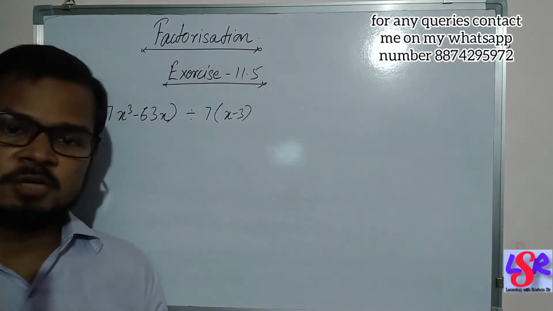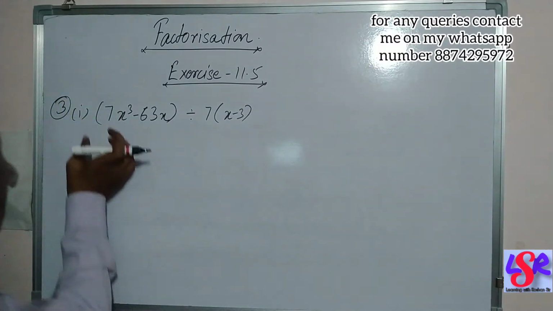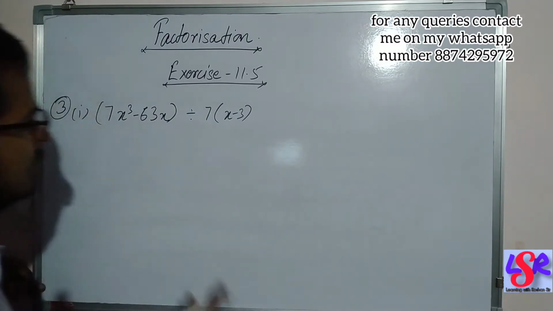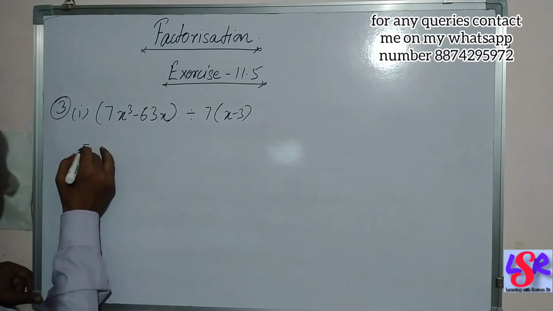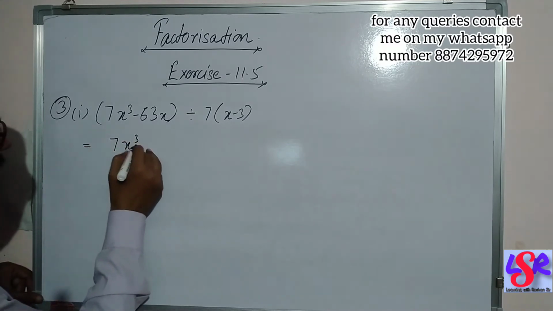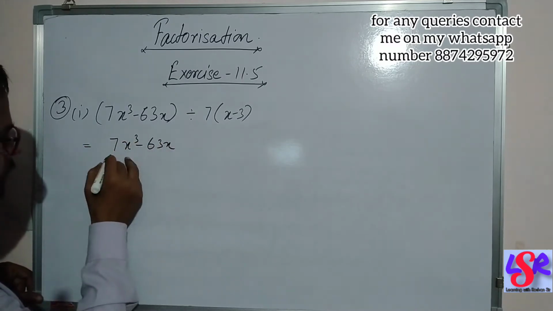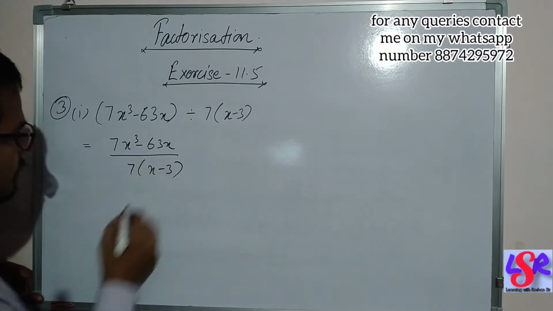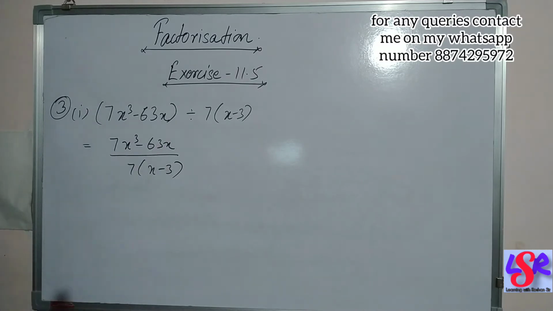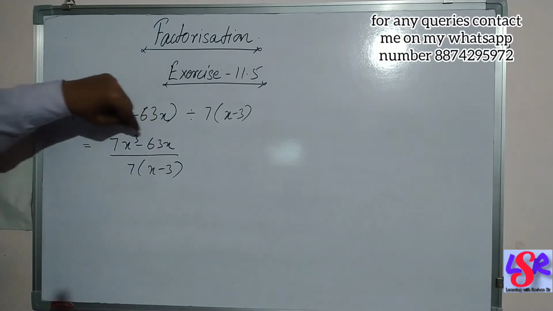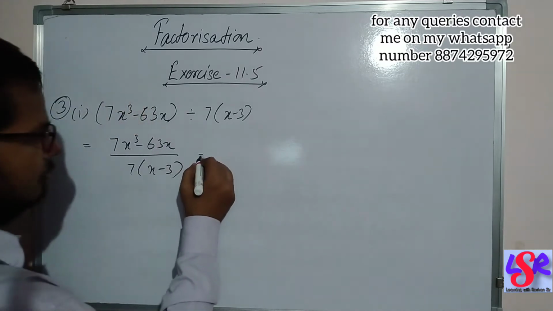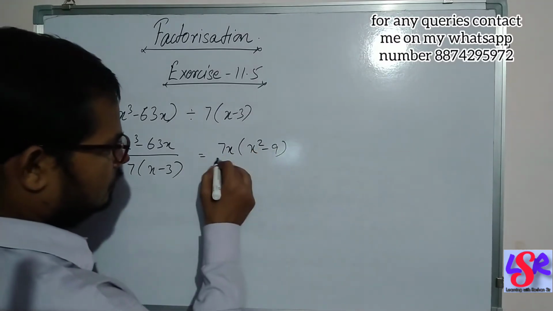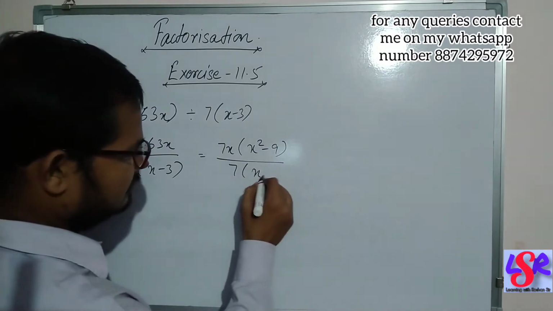Now let's go with question number 3, first part. Here we are having 7x cube minus 63x divided by 7x minus 3. Now here this can be written as 7x cube minus 63x whole upon 7x minus 3. Now we can't cancel it like this. So very first of all, we can take 7 and x common from here, and we will be getting 7x (x square minus 9) whole upon 7 and (x minus 3).